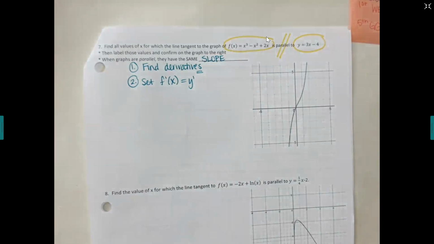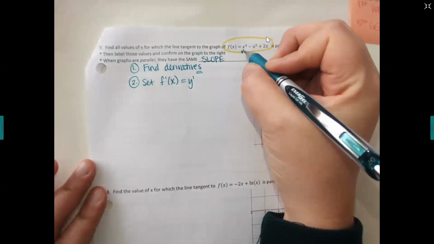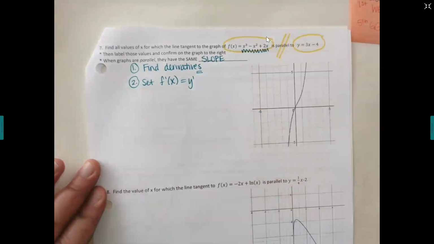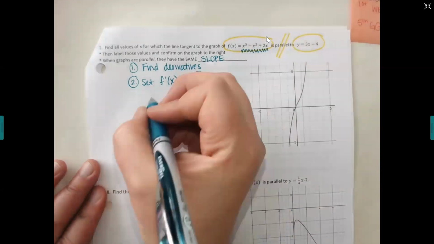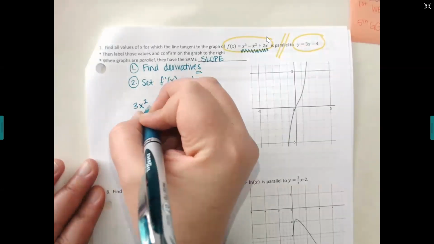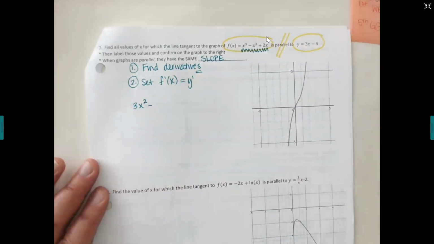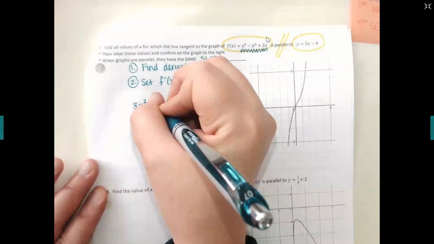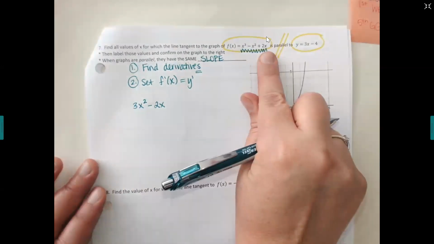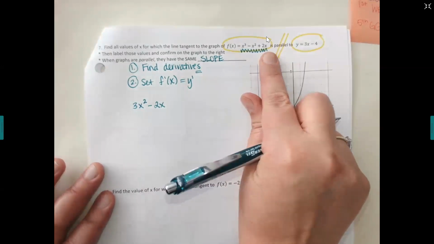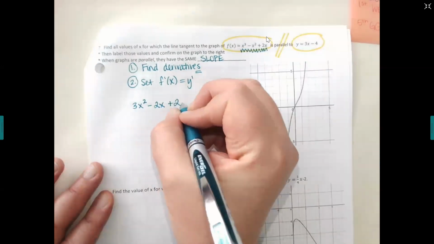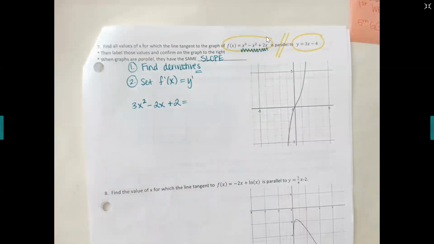Okay, so let's do it. Look at your equation. We learned how to take derivatives last week. What's the derivative of this? Let's go one term at a time. I have an x cubed. What's the derivative of that? 3x squared, minus. Then I have an x squared. What's the derivative? 2x. Then I have a plus 2x. Plus 2. That is the end of my derivative for F.